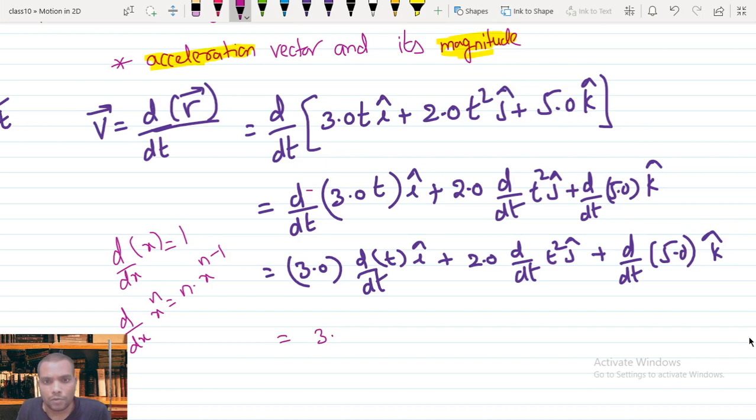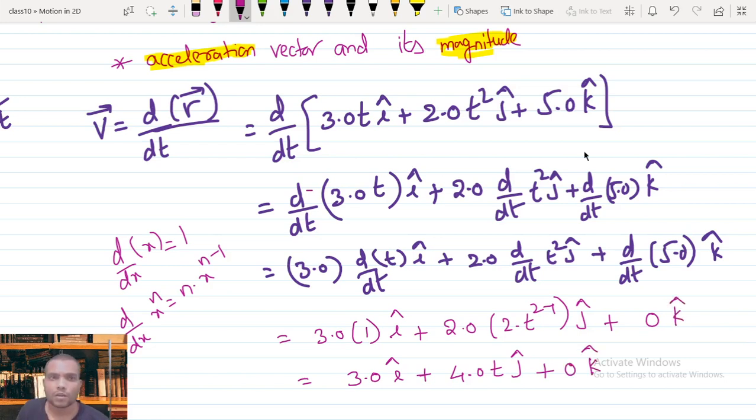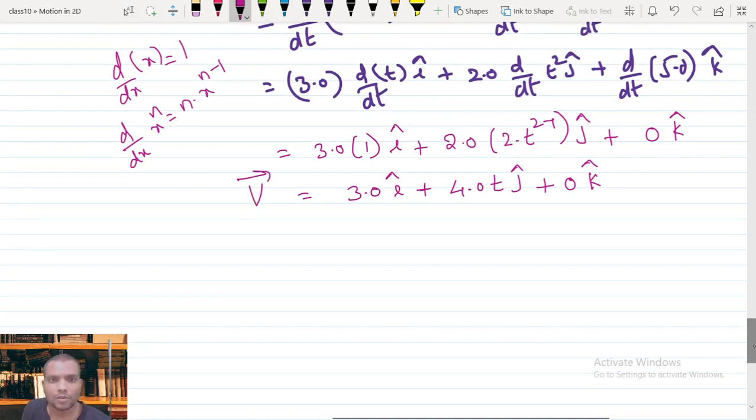If you use that formula here, d by dt gives 3.0 times 1 times i cap plus 2.0 times 2 times t power 2 minus 1 times j cap. Here d by dt of a constant has no variable at all, so its value equals 0 and this term becomes 0. Now if you rewrite this expression, 3.0 i cap plus, multiplying 2 with the outside 2.0, 4.0 t, because 2 minus 1 becomes 1, j cap. Here there is no k cap, so k cap goes to 0, otherwise you can write 0 times k cap. Now this is the velocity vector.